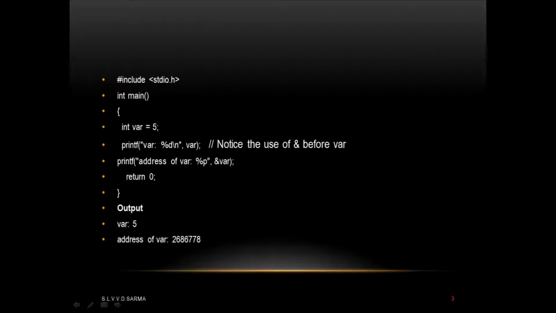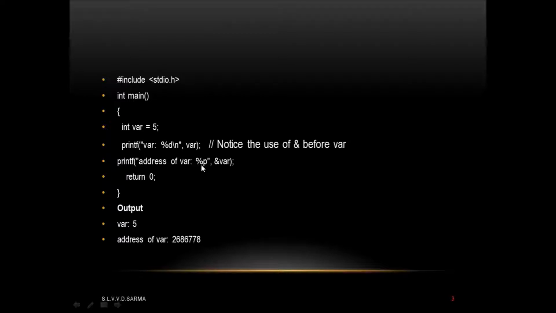Now notice the use of the ampersand before VAR here. Now we are going to give the address of VAR, using %p. If you want to print addresses, you can use the format specifier %p. Don't use %d. Addresses are unsigned integers, so there is no negative number. Addresses never have negative numbers; we have positive numbers.